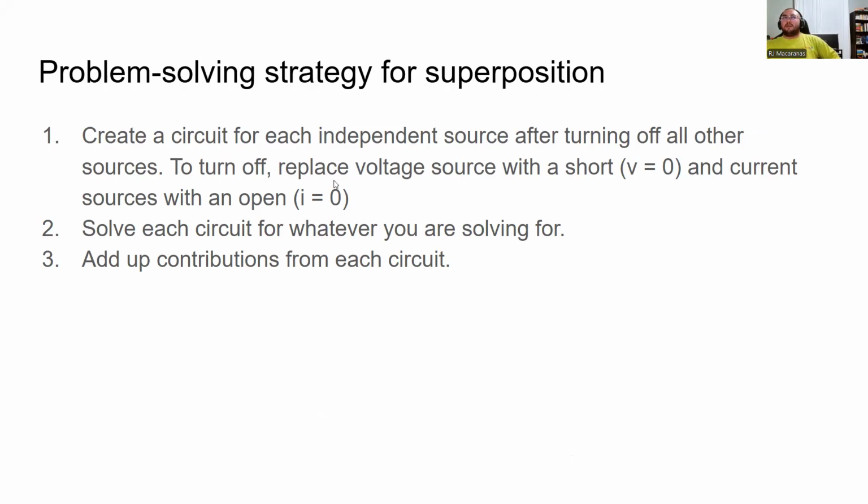Basically, we just create a circuit for each of the independent sources, however many independent sources that we have, turning off all the other sources. And again, to turn them off, we replace the voltage sources with a short and the current sources with an open.